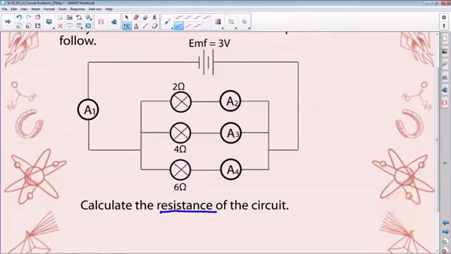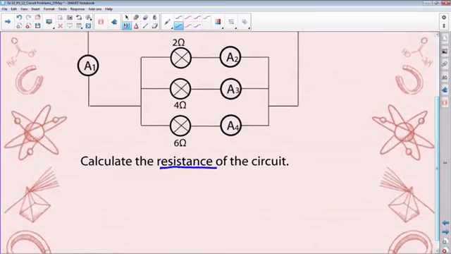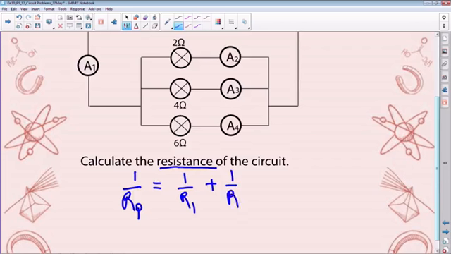Right, let's quickly look at the feedback for this part of the question. We want to calculate the total resistance, or the effective resistance, of this circuit. There are 3 resistors or light bulbs connected in parallel. For a parallel circuit, 1 over R parallel equals 1 over R1 plus 1 over R2 plus, because there are 3 of them, 1 over R3. If there were 4, it would continue, and so forth.